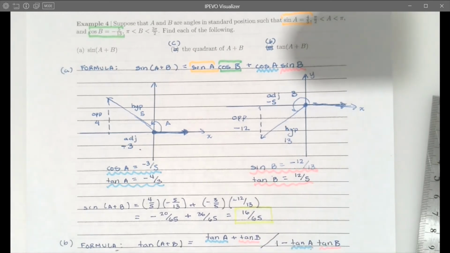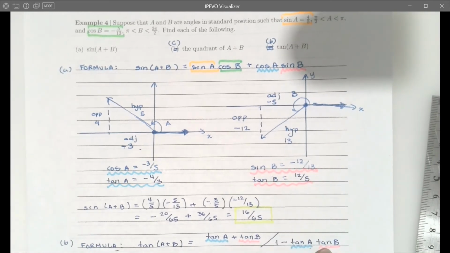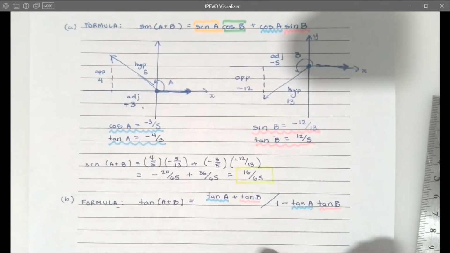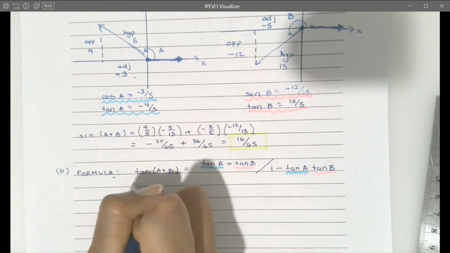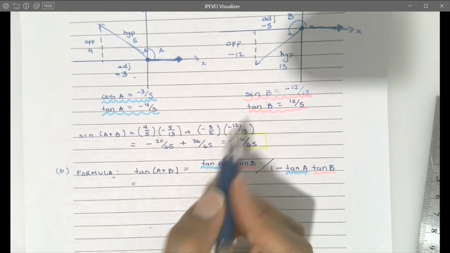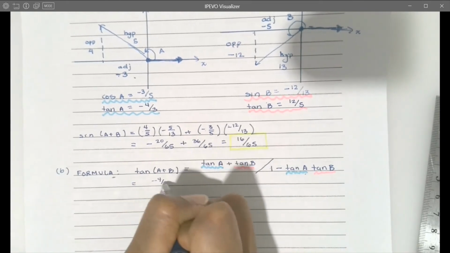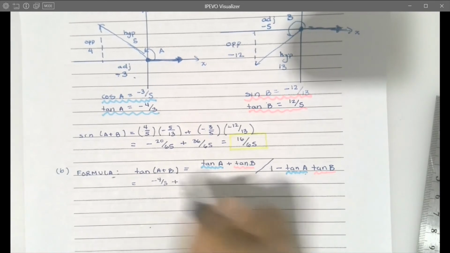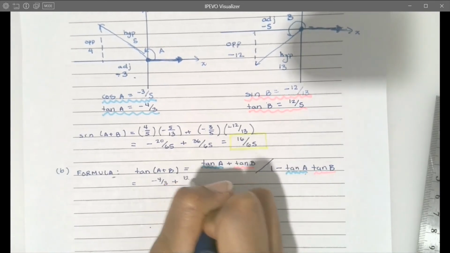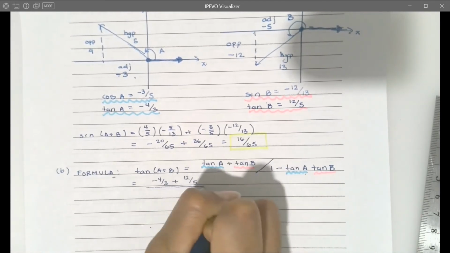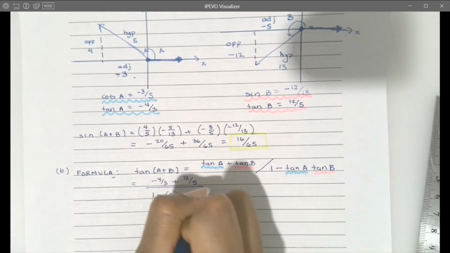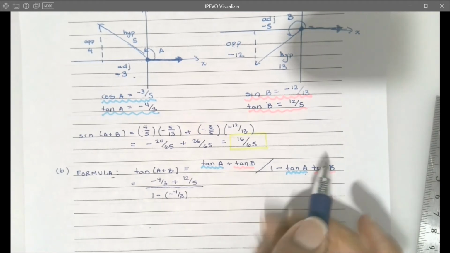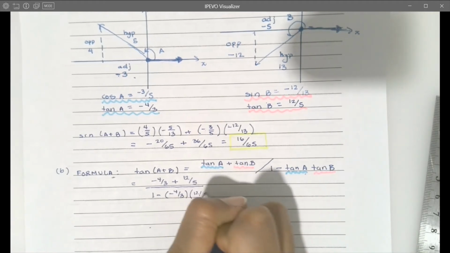Okay. So now we can take those results and plug them into the formula to simplify for tangent of A plus B. Let's see what we get. We're going to get a tangent of A, which is negative 4/3, plus a tangent of B, which is 12 over 5, divided by a 1 minus tangent of A, that's a negative 4/3, times a tangent of B, that's a 12 over 5.